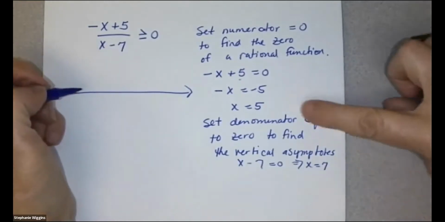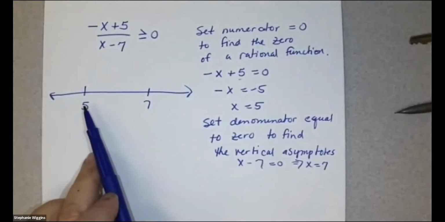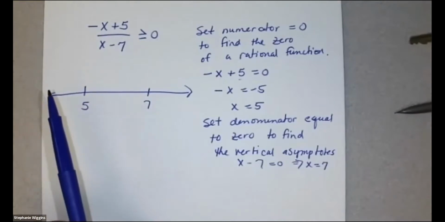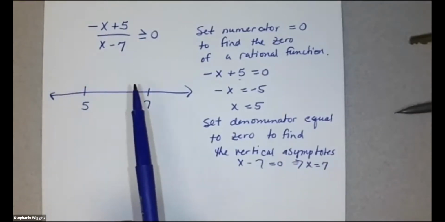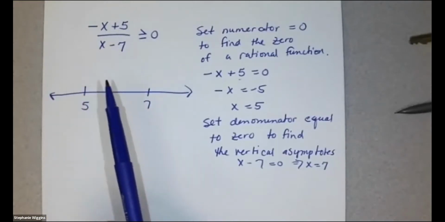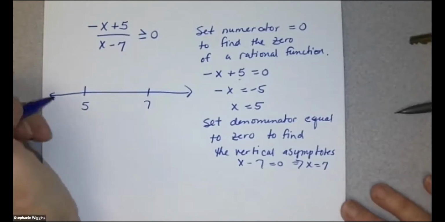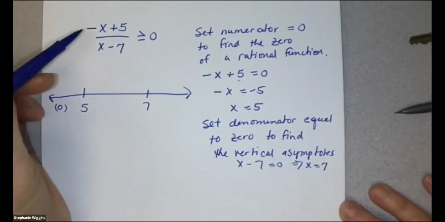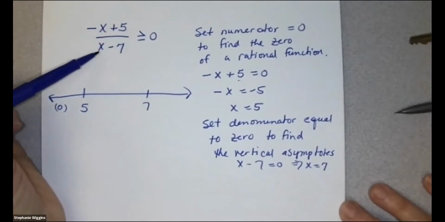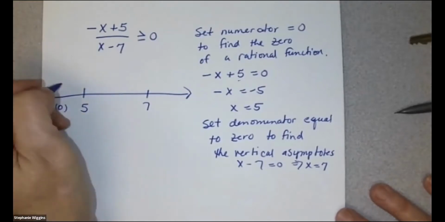So if I plot these 2 points, 5 and 7, this is a 0. This is a vertical asymptote, but it doesn't really matter. Just note that we have 3 different regions, and this rational function is either positive or negative on each of those 3 regions. So I just picked 1 point to test. So here, if I pick 0 and plug it in, is 5 divided by negative 7 greater than or equal to 0? And that would be false, right?